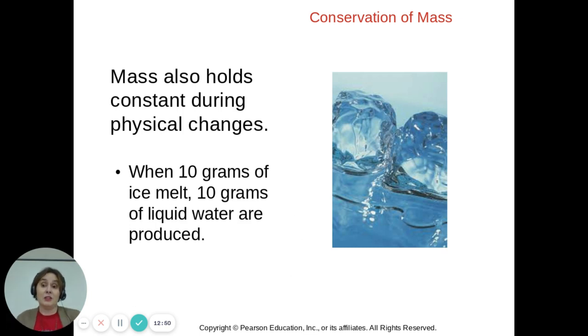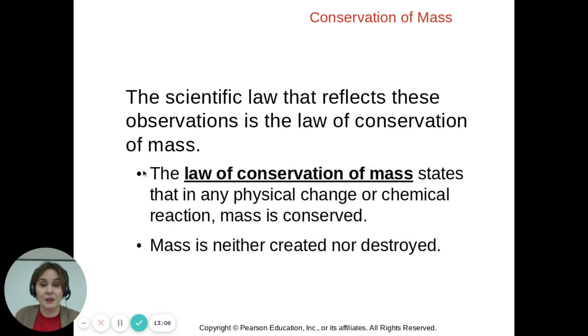all of a sudden I jump back to physical changes. I was talking about a chemical change with the burning of wood. Now we have physical changes. When you take 10 grams of ice and you melt it, you get 10 grams of liquid water. You didn't magically make more water, and none of the water disappeared. And again, our term for this is the law of conservation of mass. I will refer to it as LOCOM, as an abbreviation.